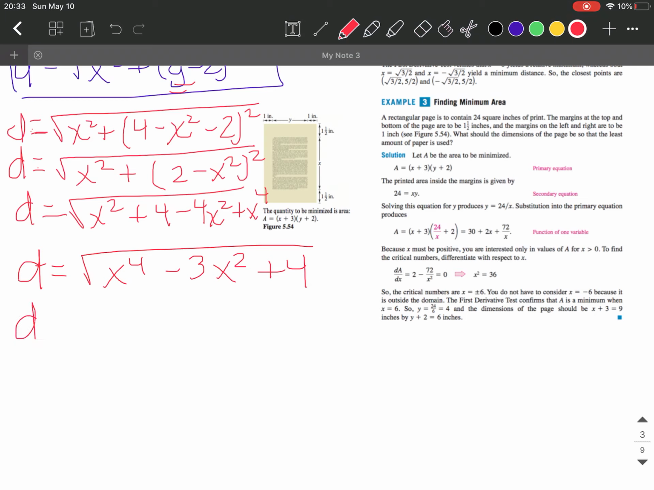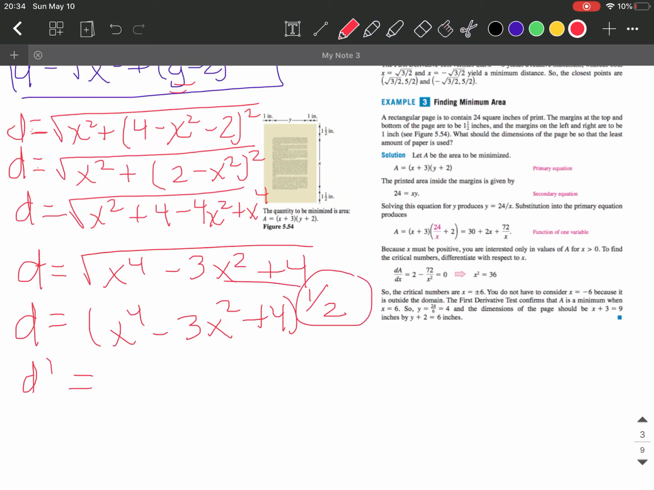I am going to be rewriting it first as (x to the 4 minus 3x squared plus 4) to the 1/2. Then I am going to be using the chain rule. So the derivative of d with respect to x, I'm going to call it d prime, just shorthand. This comes down here.